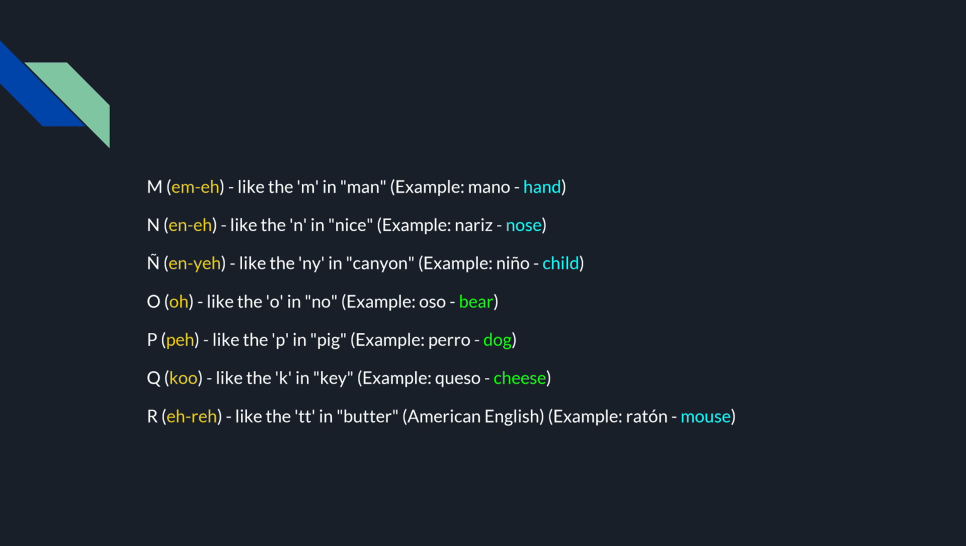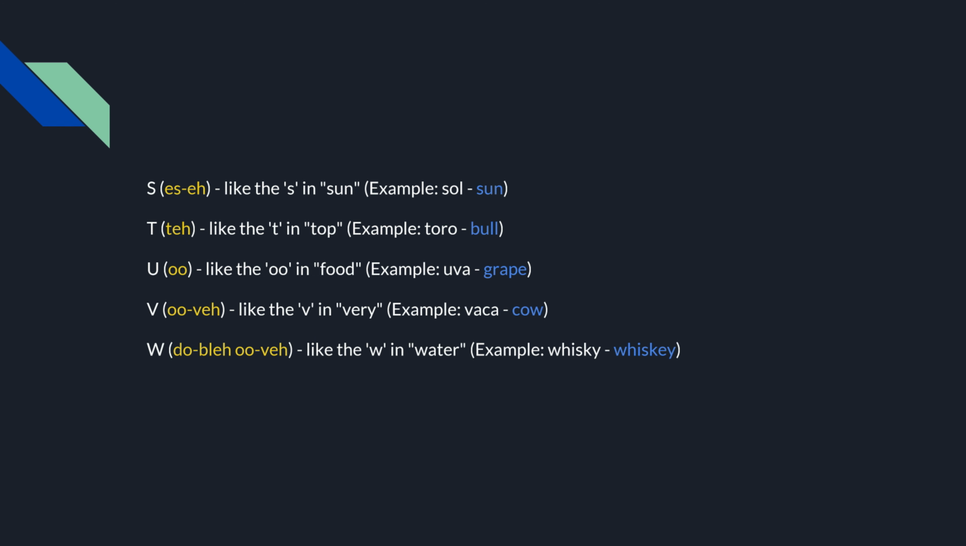P en español, like the P in pig. Example: perro, dog. Q en español, like the K in key. Example: queso, cheese. R en español, like the TT in butter in American English. Example: ratón, mouse. S en español, like the S in sun. Example: sol, sun.